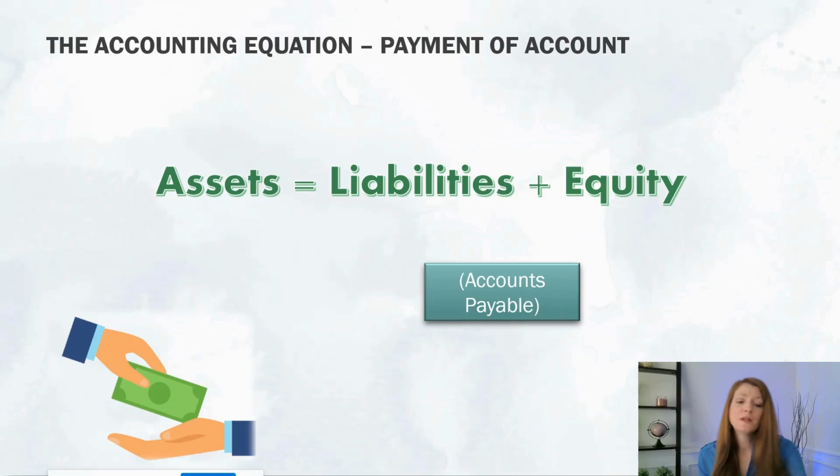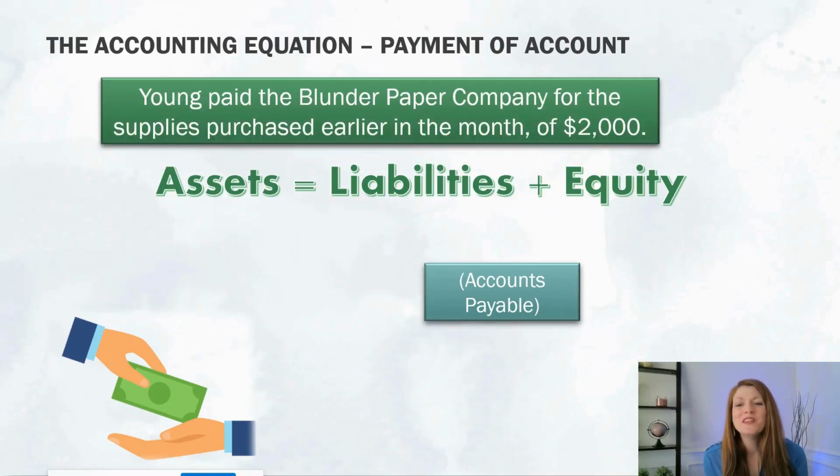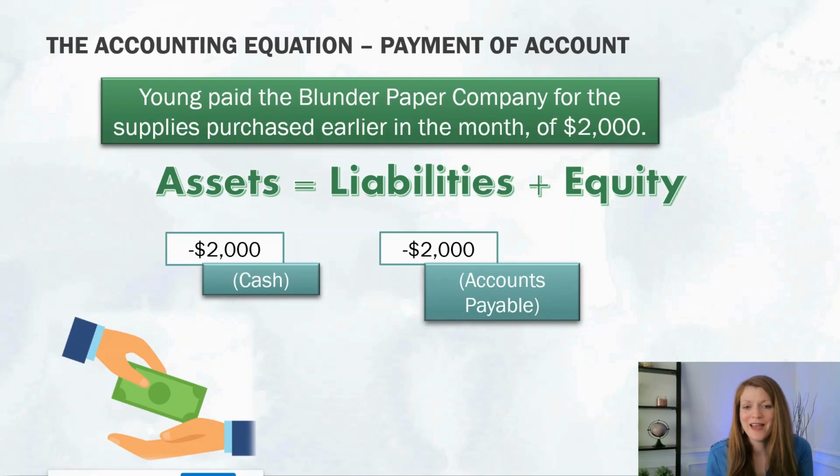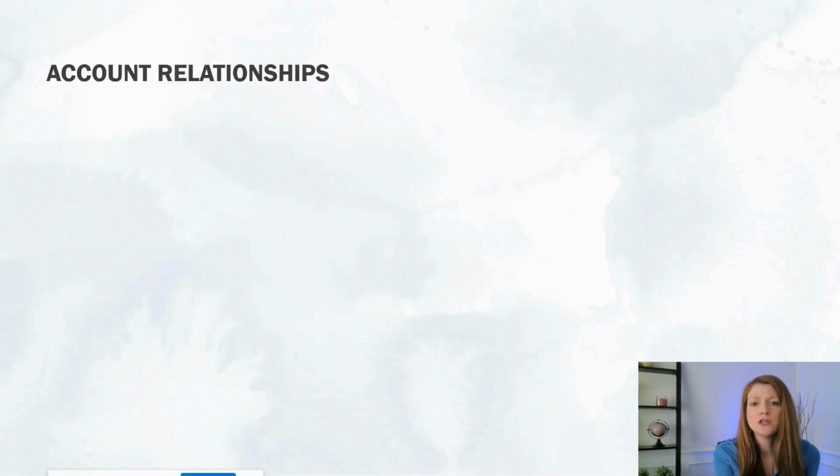Finally, we are going to make a payment on something that we owe. So Young paid Blunder Paper Company for the supplies purchased earlier in the month of $2,000. So, whoops, I left the accounts payable up there. So something's happening to accounts payable. Whether you knew it or not, we know together something's happening to accounts payable. So if they're paying them for it, we have some cash leaving, and it's also decreasing our accounts payable because we don't owe them for that anymore. So we're subtracting from both sides of the equation. Hopefully this is kind of jogging your memory of just how each economic event affects the accounting equation.